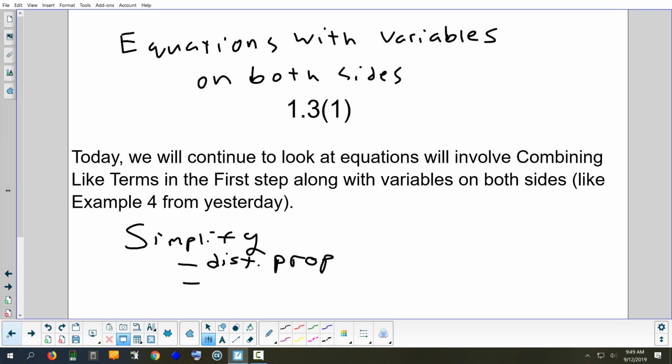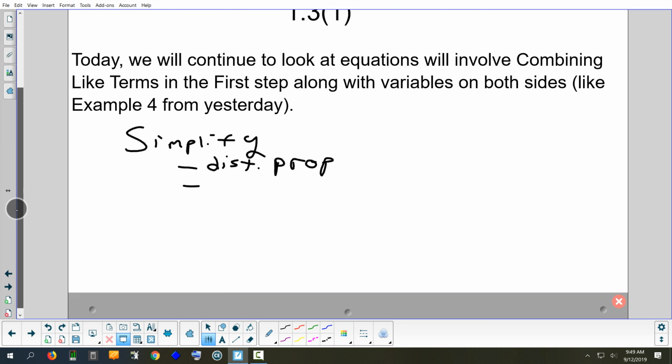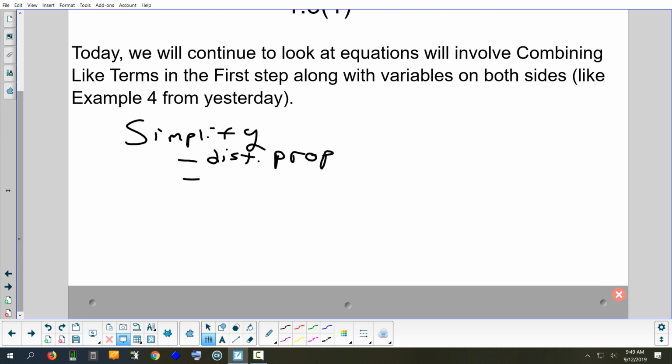Yep. James? See if it has like the brackets? Could have brackets. A lot of times, instead of brackets, we have, I mean, you could, but I'll usually put parentheses. Yeah, so distributive property is the first thing we look for. What's after distributive property? How about, Joe, what comes next? So after the distributive property, the brackets are multiplying or dividing?